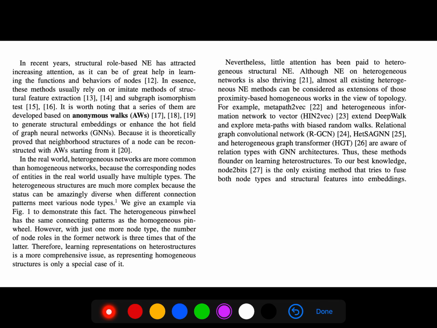It is worth noting that a series of them are developed based on anonymous walks to generate structural embeddings or enhance the hot field of graph neural networks, because it is theoretically proved that neighborhood structures of a node can be reconstructed with anonymous walks starting from it.